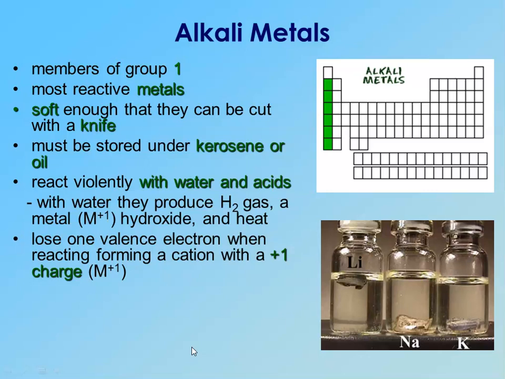They do react super well with water and acids. They'll produce hydrogen gas and basic solutions along with a lot of heat. They lose one valence electron to achieve their stability. That's why they're so reactive. They'll form +1 cations, so they can have a full valence shell of electrons.